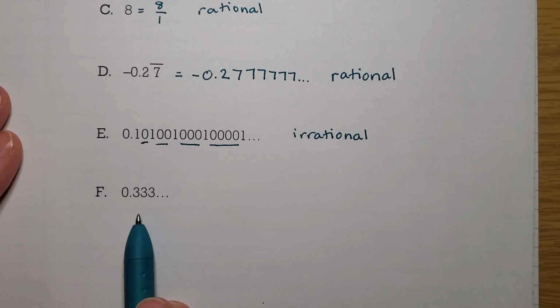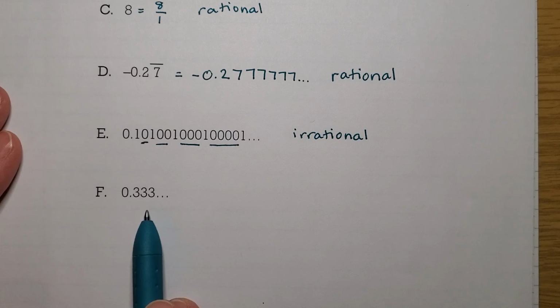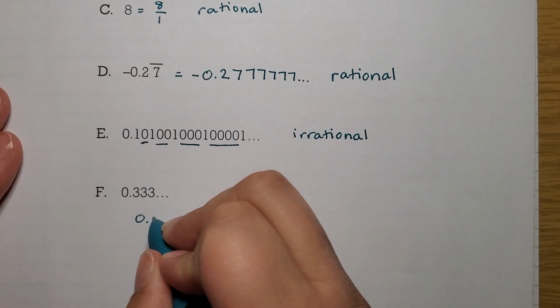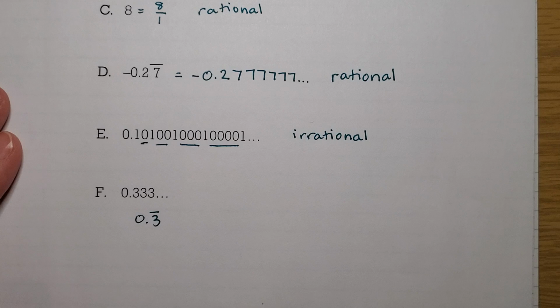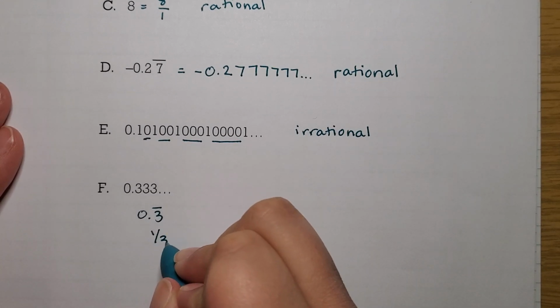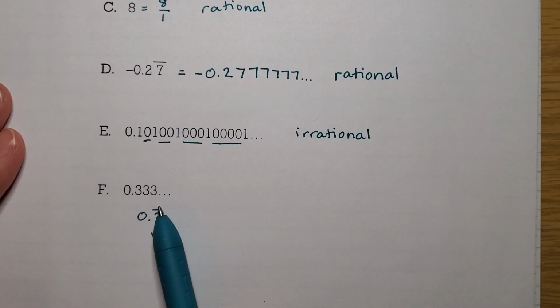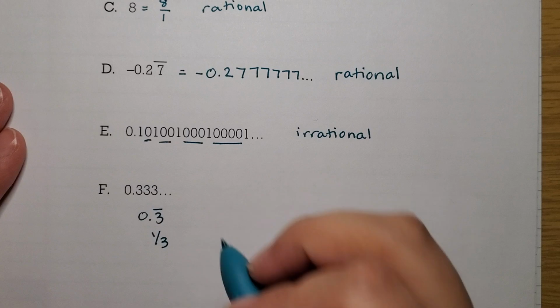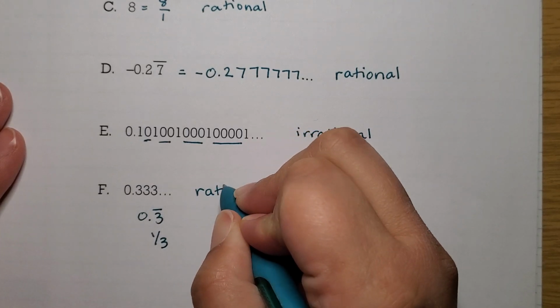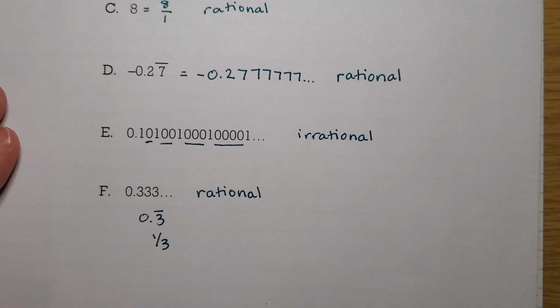And for this last one, we've got 0.333 ... So this is the same as if I had 0.3 with a line over it, or because I happen to know them, this type of fraction, this is 1/3. So 0.3 repeating is a repeating decimal, so that makes it rational. Okay.